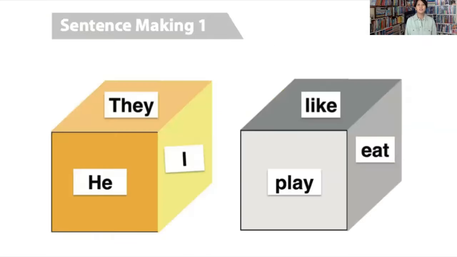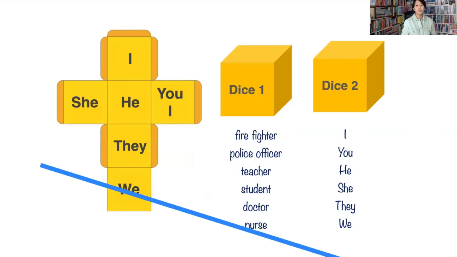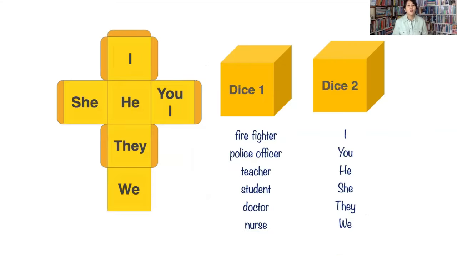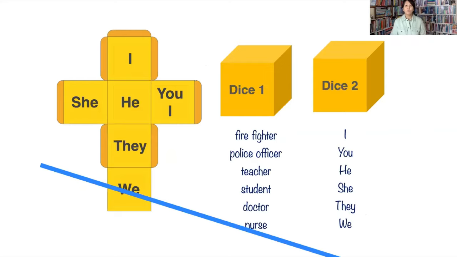The other one is like this. We can match sentence practice with a subject and verb too, but you can use it for the story ones too. We can also use this dice game for firefighters' jobs and things. Not only with the magic wheels, we can use a dice.